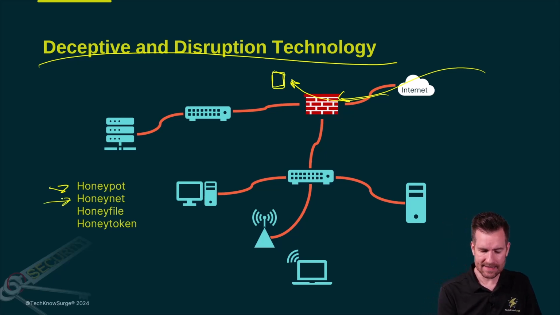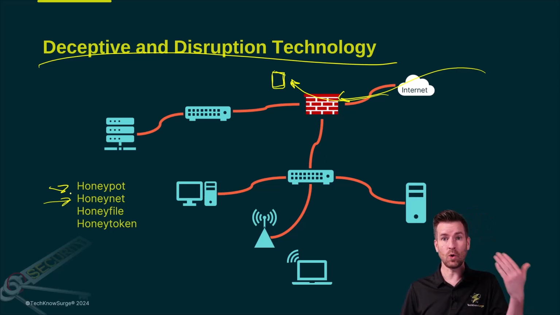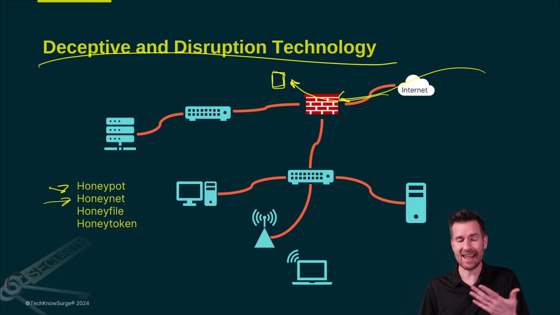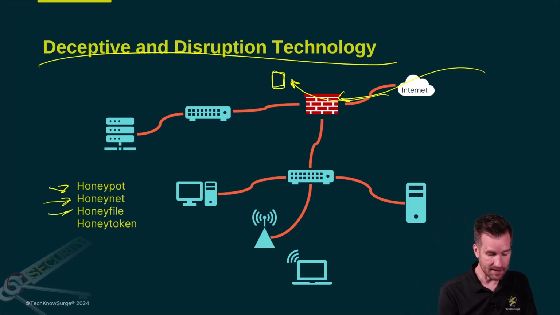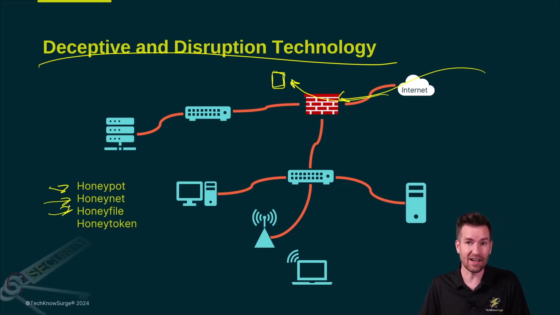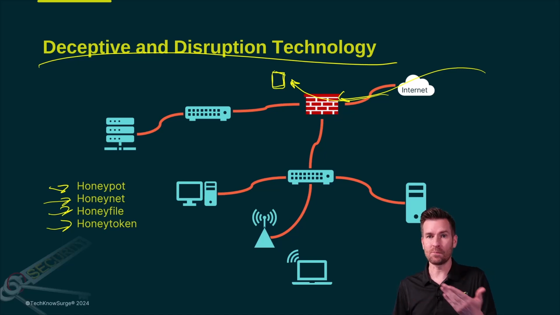A honeynet is the same thing, except it's like setting up a whole other network that does the analysis. A honey file is the same thing, except it's a file that looks tantalizing, that looks like something they would want to hack into and gain access to. And a honey token is just any data that we would put out there.